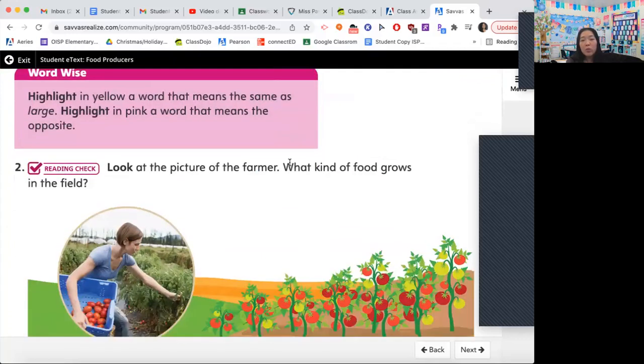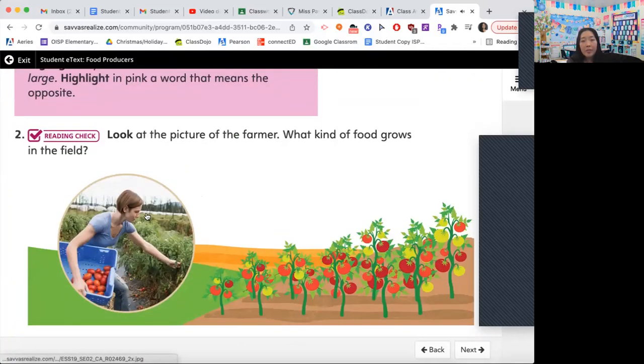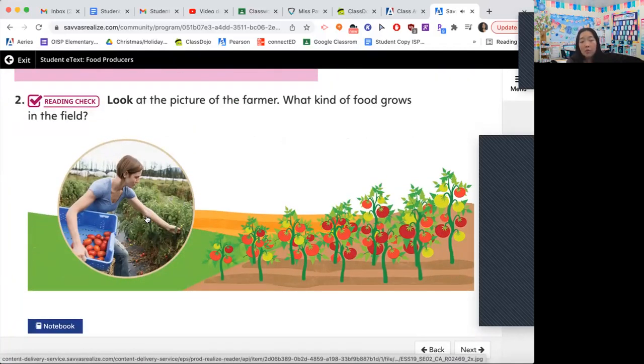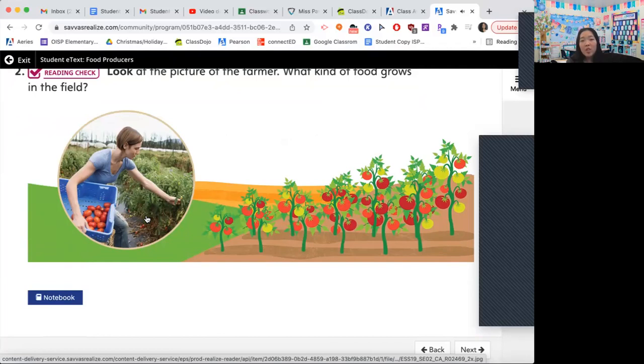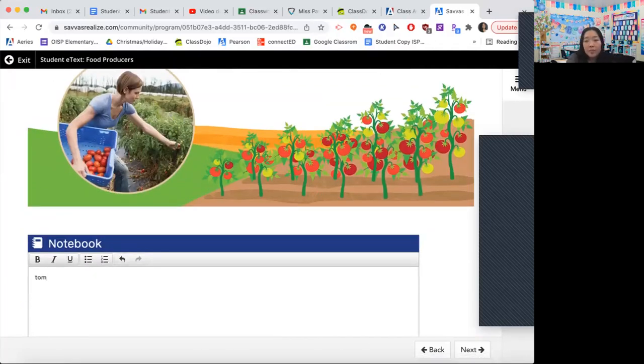Okay, question number 2, reading check. Let's look at it. Look at the picture of the farmer. What kind of food grows in the field? Go ahead and type it in the chat. What food is this farmer growing? They're not apples. Tomatoes. Very good. Apples actually grow on trees.